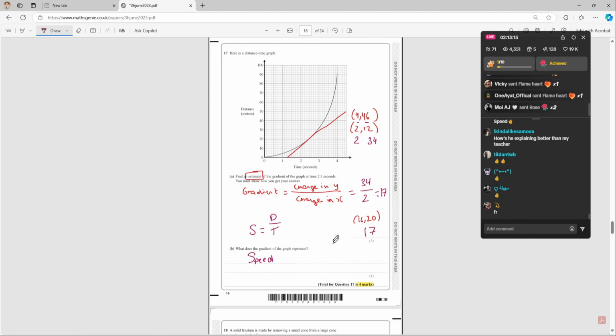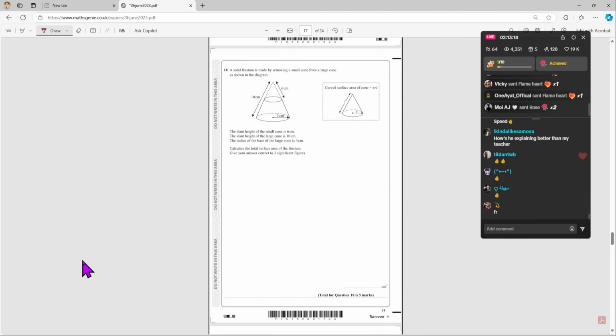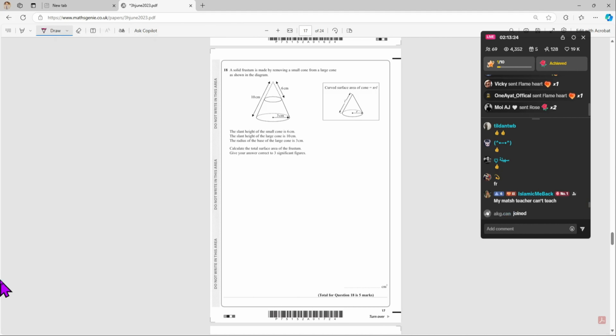So let's move on to our next question. Question number 18. A solid frustum is made by removing a small cone from a large cone as shown in the diagram. The slant height of the small cone is 6 centimeters. The slant height of the large cone is 10 centimeters. The radius of the base of the large cone is 3 centimeters. Calculate the total surface area of the frustum. Give your answer correct to 3 significant figures.